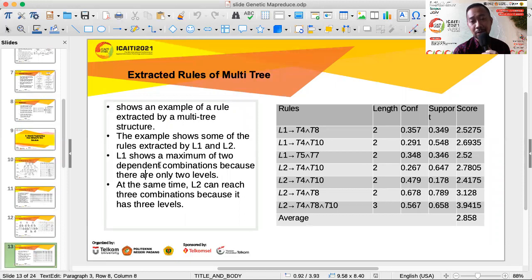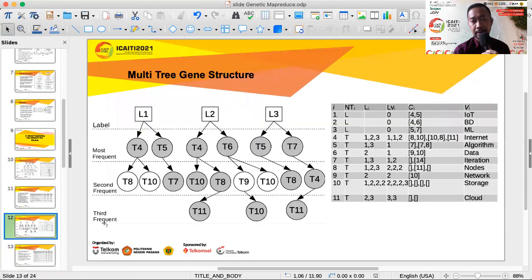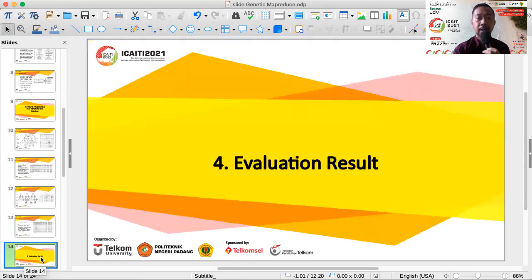L1 shows a maximum of 2 dependent combinations because there are only 2 levels. At the same time, L2 can reach 3 combinations because it has 3 levels. So L1 has only 2 levels, and L2 has 3 levels. Okay, so we move to the evaluation result.